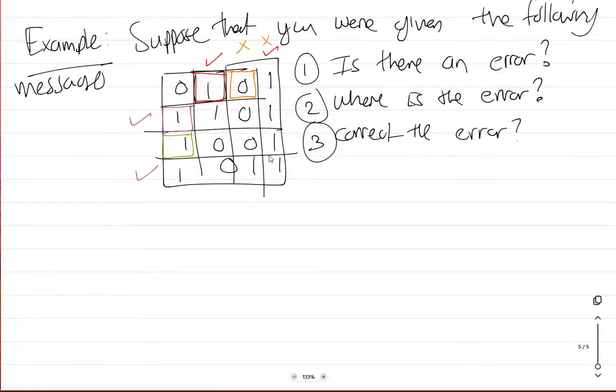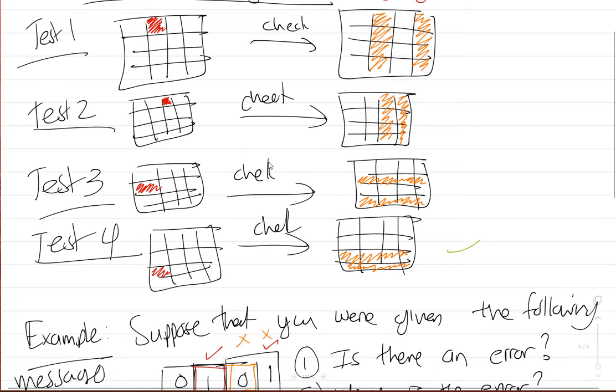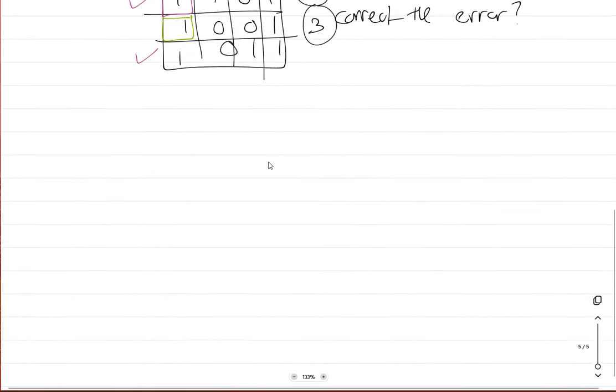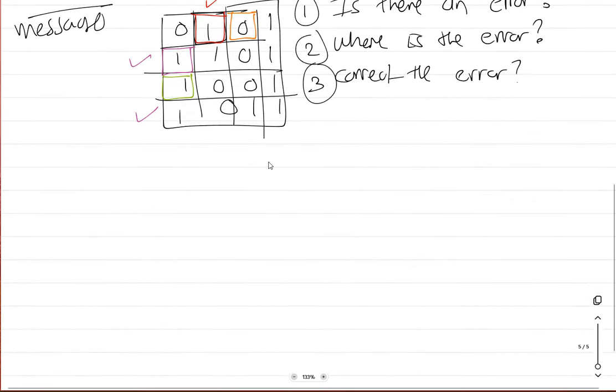I need to check then the last test, test 4, which says you've got to check those 2 rows. So let's count. It's 1, 2, 3, 4, 5. Oh, again, we have an odd parity, which means that there was an error. So where did the error occur?